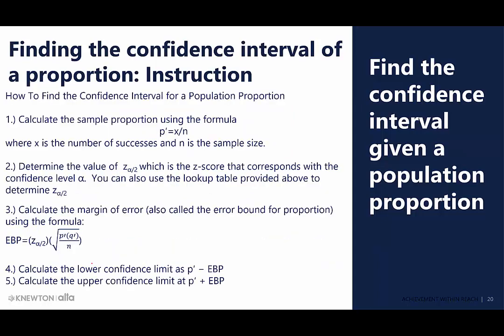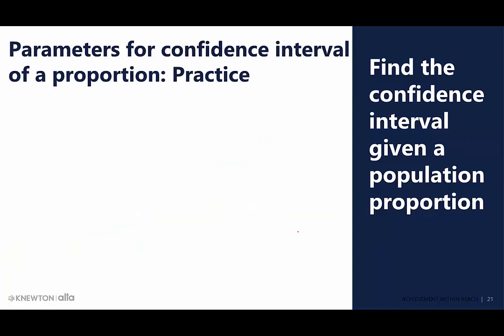All right, and those are the steps. You calculate your p prime, which is x over n. You get your z-score of alpha over 2. You figure out your margin of error. And then you calculate your upper and lower limits or bounds.